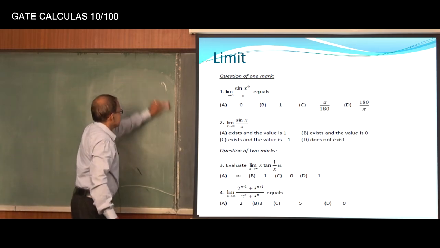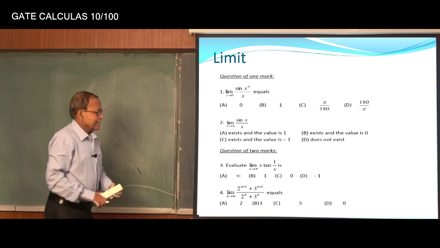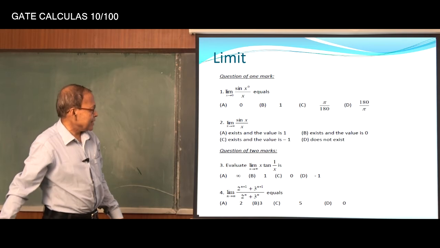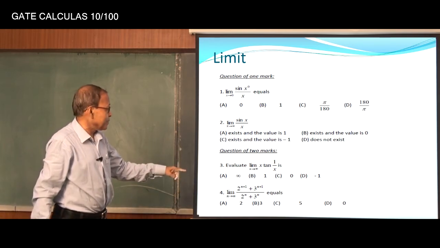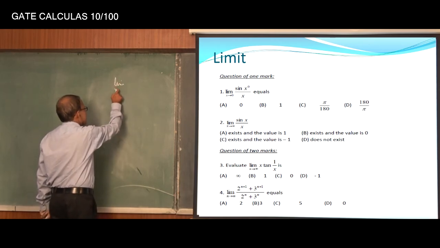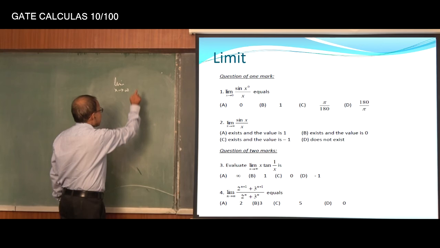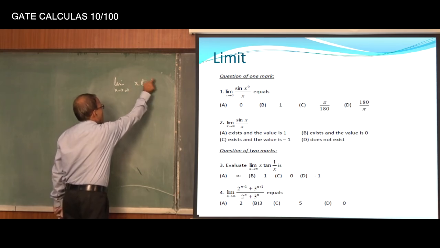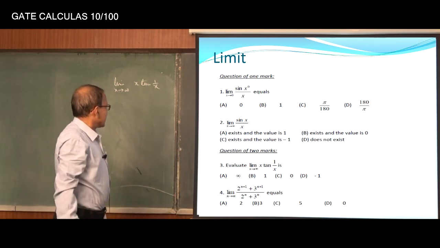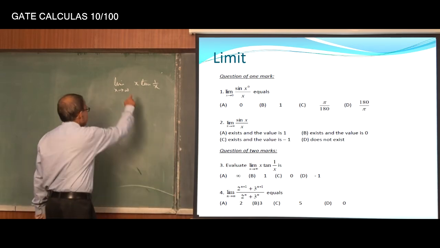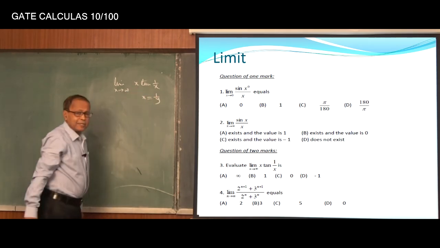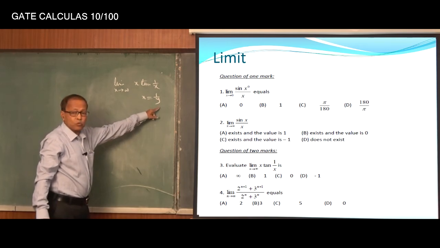And just one more problem of 2 marks. Here we also consider x tends to infinity, but sine has been replaced by tan. I am writing like this: limit x tends to infinity of x tan 1 by x. If you write x equal to 1 by y, which I have told previously, when x tends to infinity you write x equal to 1 by y.